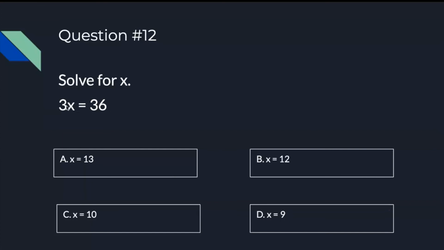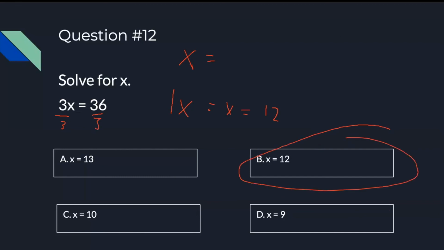Okay, so 3x equals 36. So to solve for x, we want to get x by itself, right? So x equals something. So we need to get rid of this 3. So you can divide by 3 on both sides, right? And we get 1x, which is the same thing as x, right? So x equals 36 divided by 3, and that gives us 12. So that's B. Okay, very good.